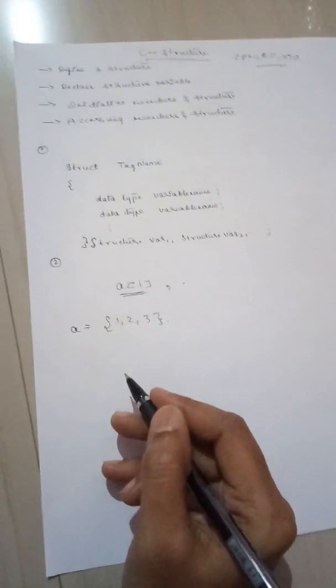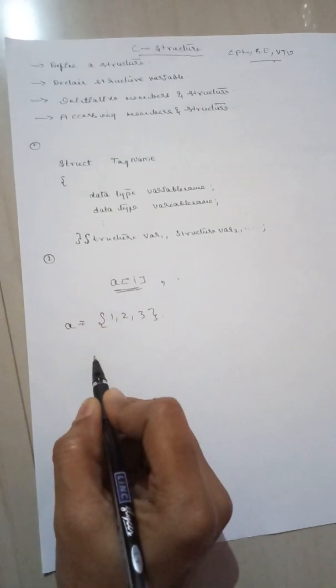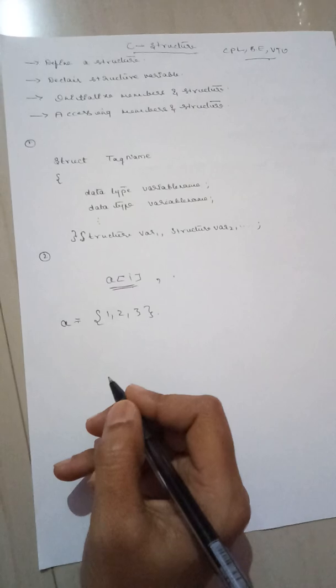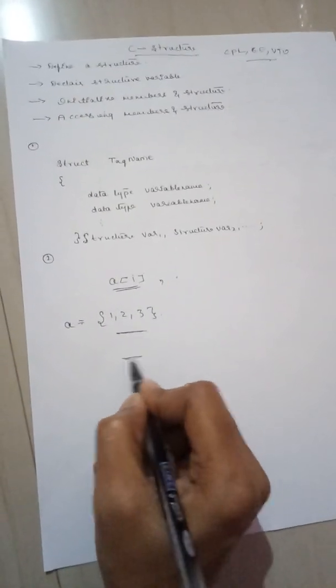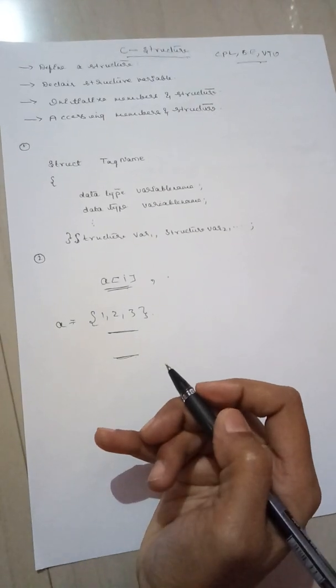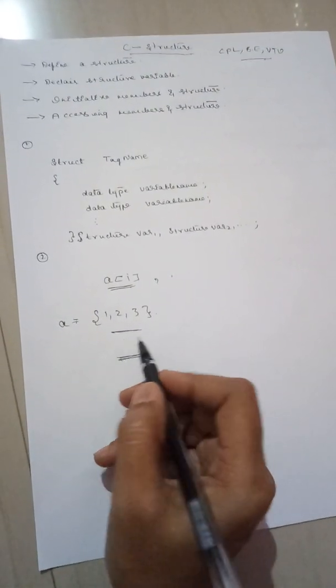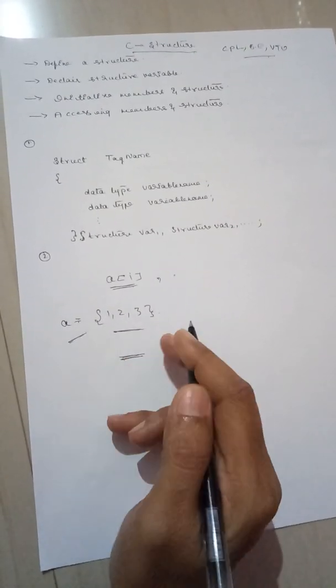And structures are nothing but array-type, but they store data of different data type variables. Different data type values it stores. That's why it is called a structure. It is other than arrays, which use values of the same data type.